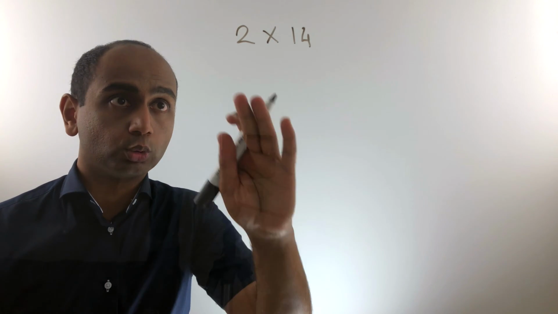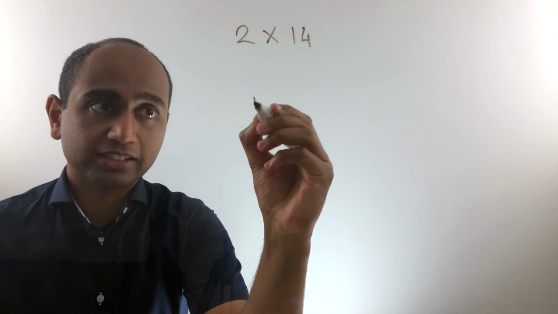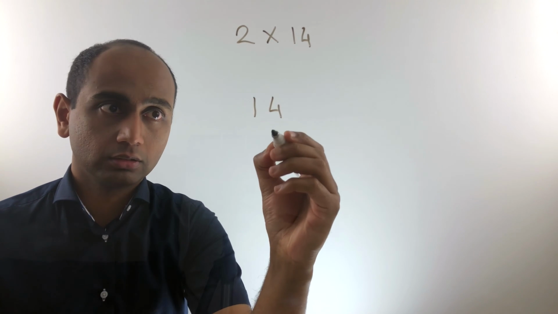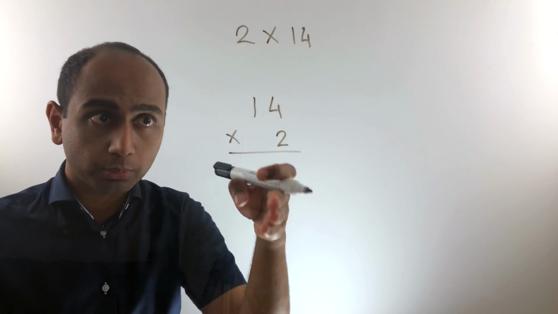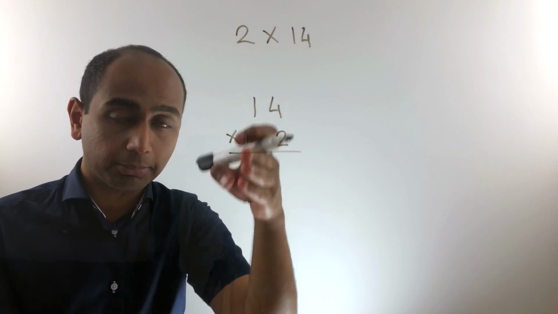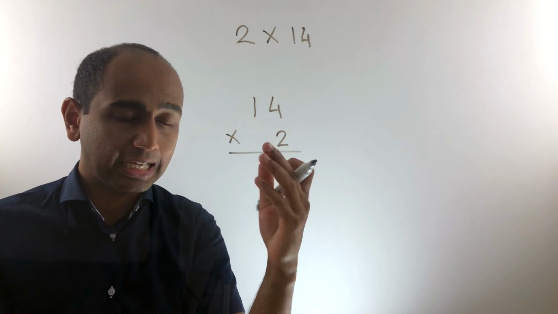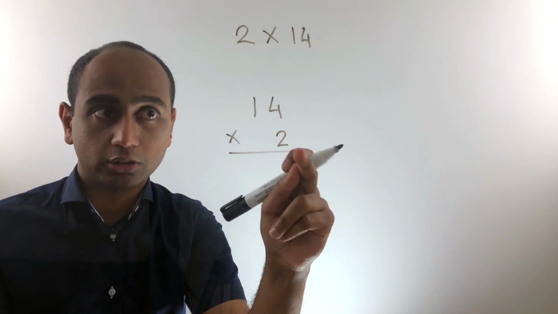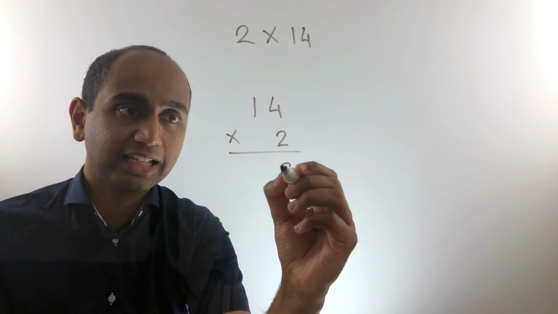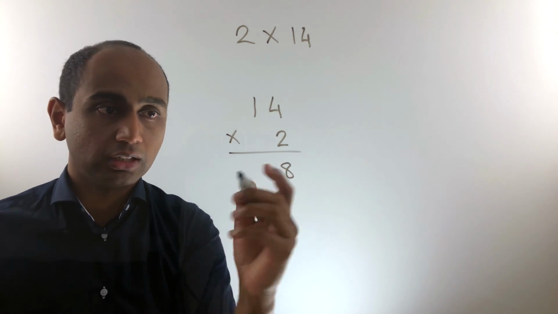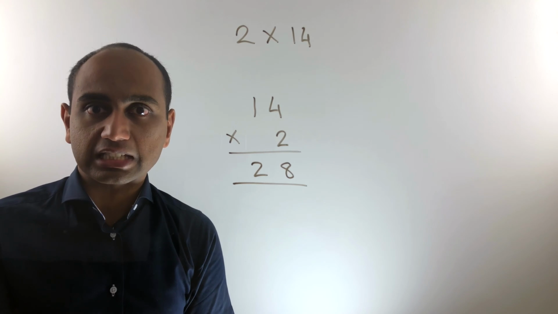Here's the first example. We want to do 2 multiplied by 14. What we can do is set this out as follows. 14 multiplied by 2. So just like we do with column addition or column subtraction, line up the place value columns, but this time we are multiplying. And we simply multiply each place value column of the 14 by the 2. So 2 multiplied by 4 is 8, 2 multiplied by 1 is 2. So 2 multiplied by 14 is 28.